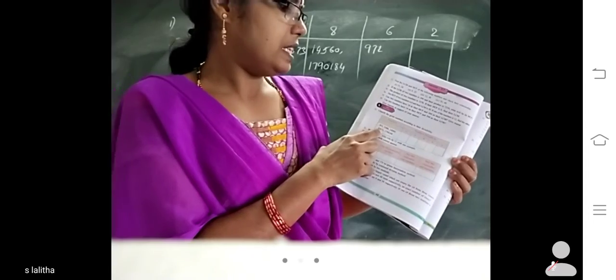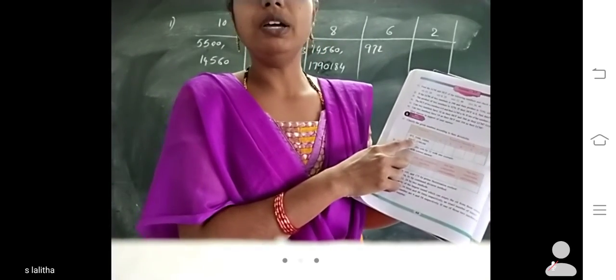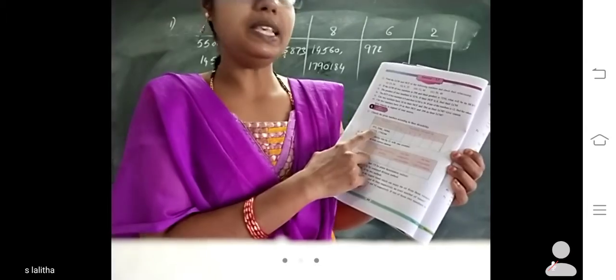Next, the last digit is 3. So 3 is not divisible by 2. So this number is not divisible by 6.